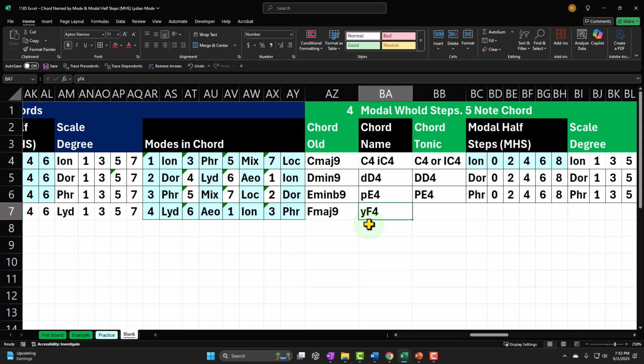Let's make less words, and we could call it like a YF4, let's say. And that would mean that it's 4 modal whole steps up plus the root that we're on. And that's all you would need then. You just say, look, it's a 5-note Lydian F. You just skip every other note. And if you want to make it a capital, it would be a capital Y, E, 4.